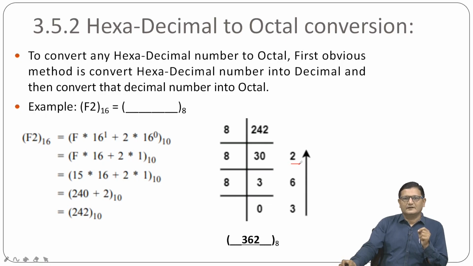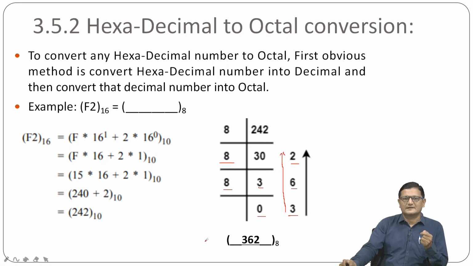Then again divide by 8. 8 threes are 24, but we need to bring 30, so 30 minus 24 leaves a remainder of 6. Now 8 ones are 8, but here we need to bring 3, and 8 is more than 3, so we write 8 zeros are 0, and whatever is left is the remainder, that is 3. So you need to write down the remainders this way: 3, 6 and 2. And this is our answer.